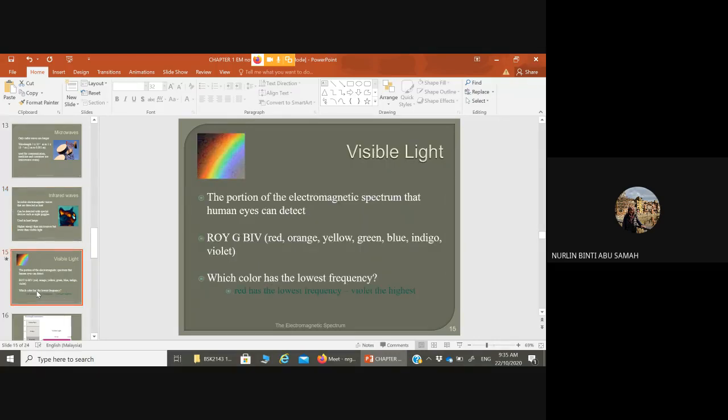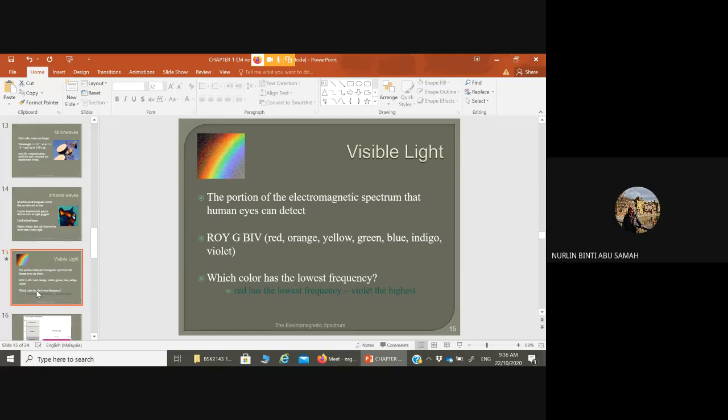Now we're talking about the visible light. Visible light is the common wave that we always use, producing various colors. So what are the colors? It is red, orange, yellow, green, blue, indigo, and violet. I hope that you can memorize this order so that you can understand why each of these colors is in this order.